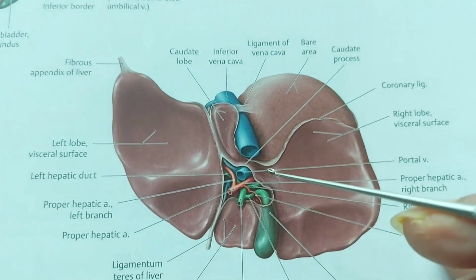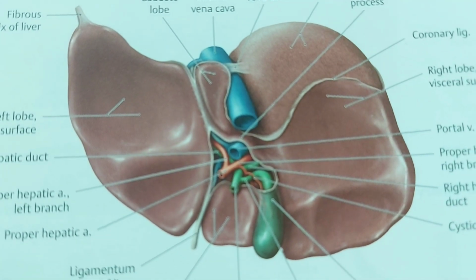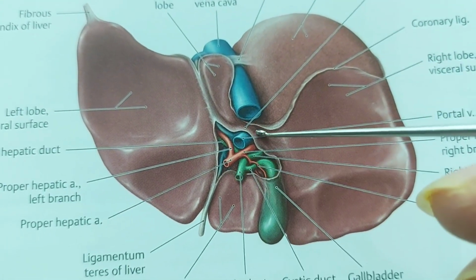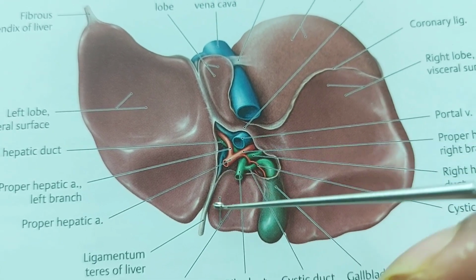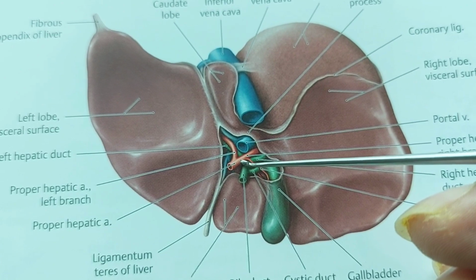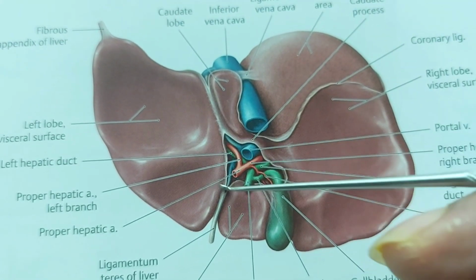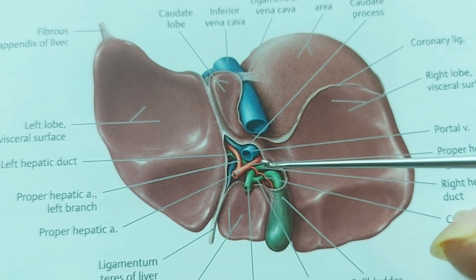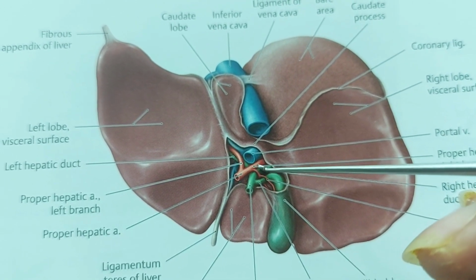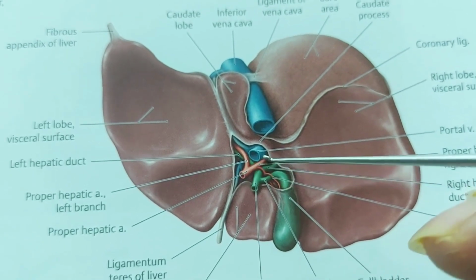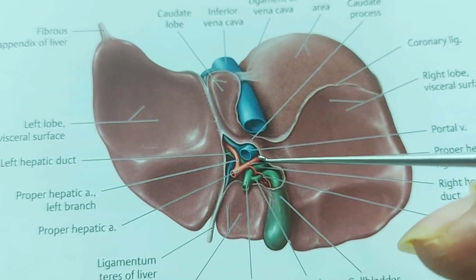And here we see there is an important structure through which the ducts enter into the liver and exit from the liver. This is known as the port of the liver, that means porta hepatis. Through this porta hepatis, we can see there is an artery, that is the hepatic artery, that enters into the liver.